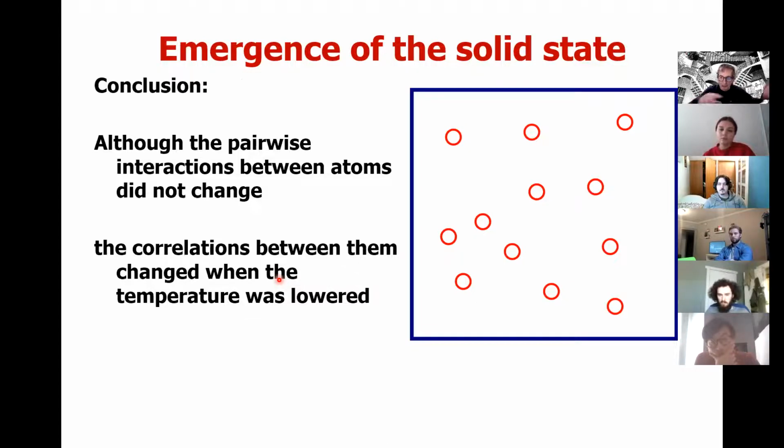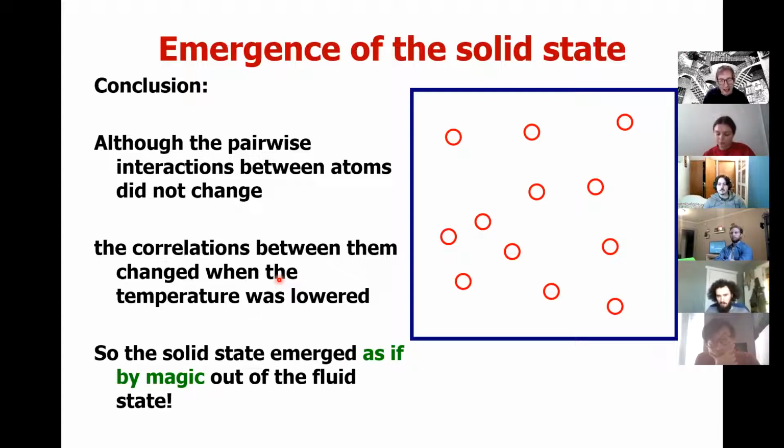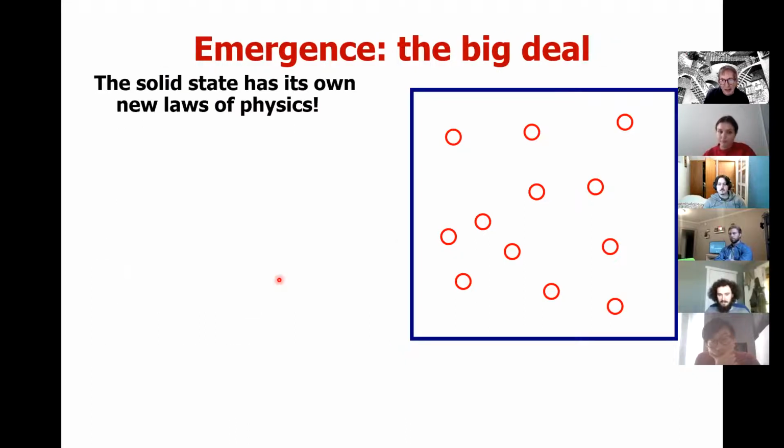When they were in a fluid, they were just flying around at random. When they were in the solid state, they were at some fixed positions, and they also exerted a restoring force when you tried to shear them. So in some sense then, the solid state emerged as if by magic out of the fluid state. You have exactly the same physics, but as you lower the temperature, something different happened, even though you didn't change the basic interactions between the constituents. So in some sense, the big deal about emergence is that the solid state has its own new laws of physics.